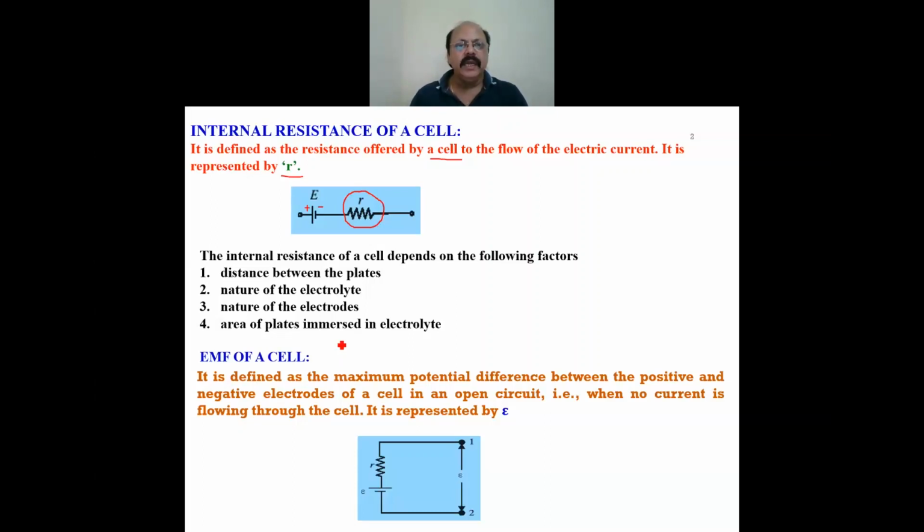First one is the distance between the electrodes. Second one is the nature of electrolyte. Third one is the nature of electrodes. Fourth one is the area of plates immersed in electrolyte.